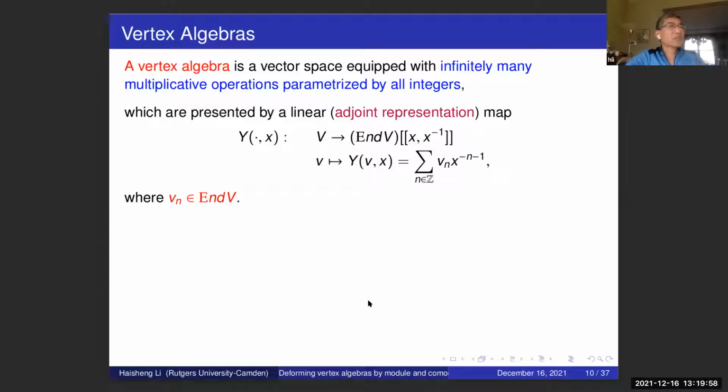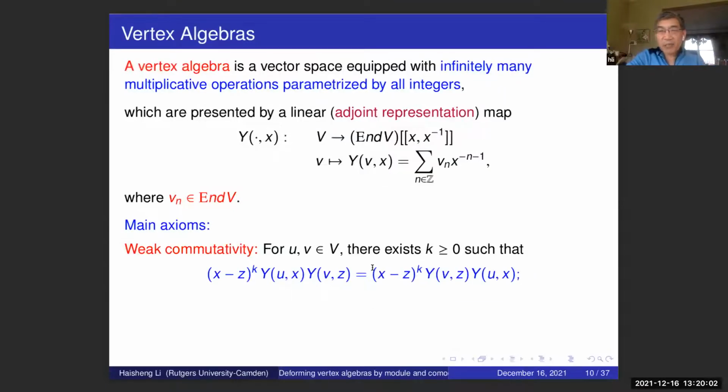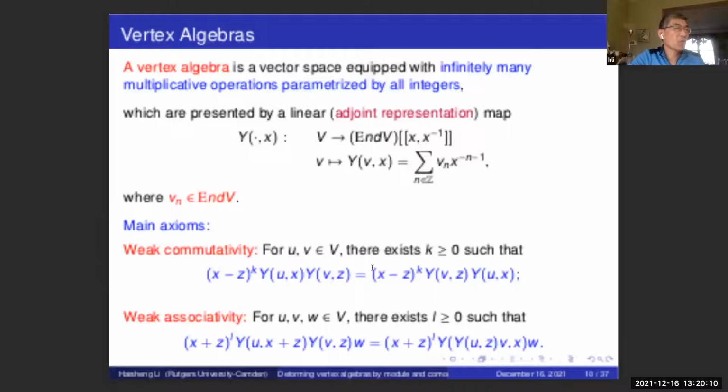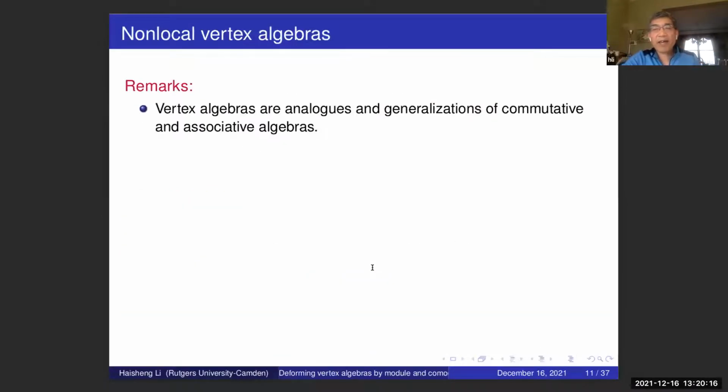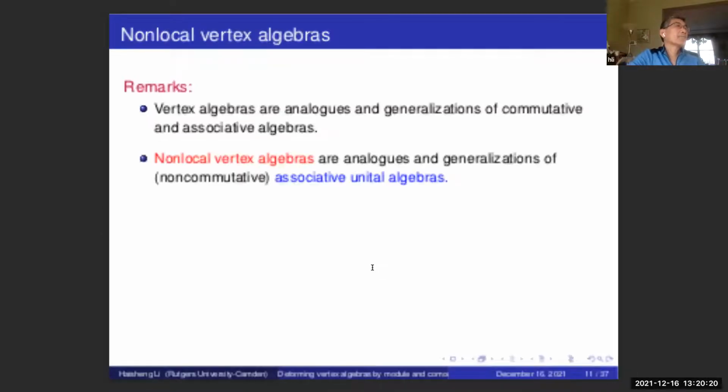Okay, I will just quickly go. Just mention that for vertex algebras, we emphasize among the main axioms commutativity and associativity. So that means we think vertex algebras are analogs of commutative associative algebras.